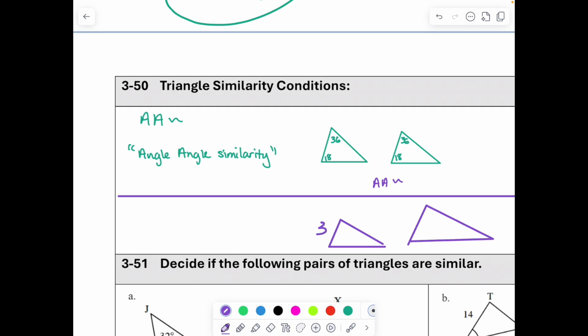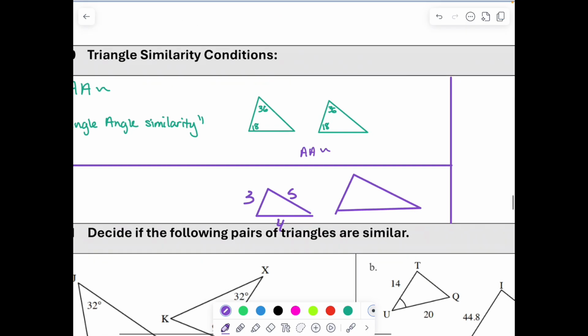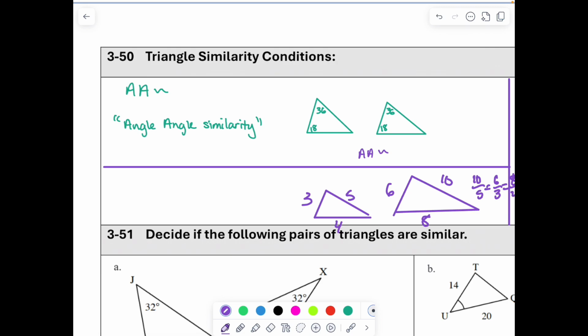Let's say that we have 3, 4, and 5. Let's say that they doubled, so 6, 8, and 10. If all the ratios of their sides, so 10 over 5, 6 over 3, 8 over 4, are equal, then those triangles are similar. That is something we call side, side, side similarity.